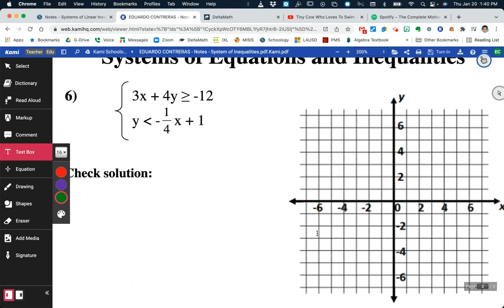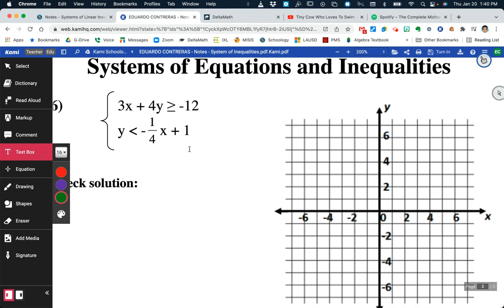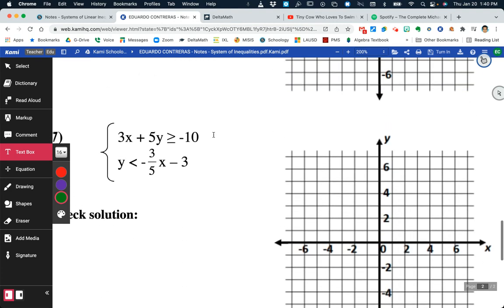Okay, we'll just do one more because I want to practice rewriting these inequalities. That's the main thing. So we got 3x plus 4y is greater than or equal to negative 12. So let's practice rewriting that one. Yeah, that's the one I want.